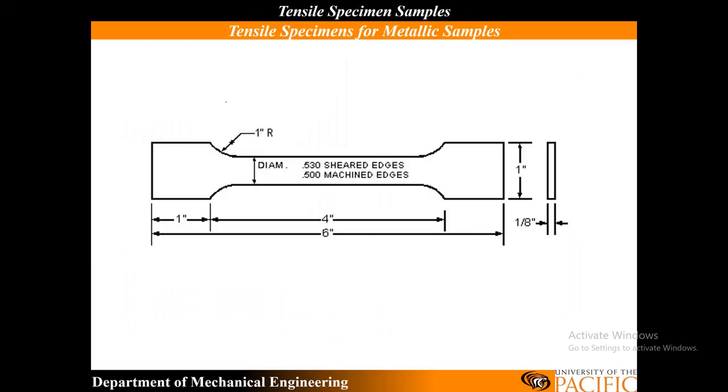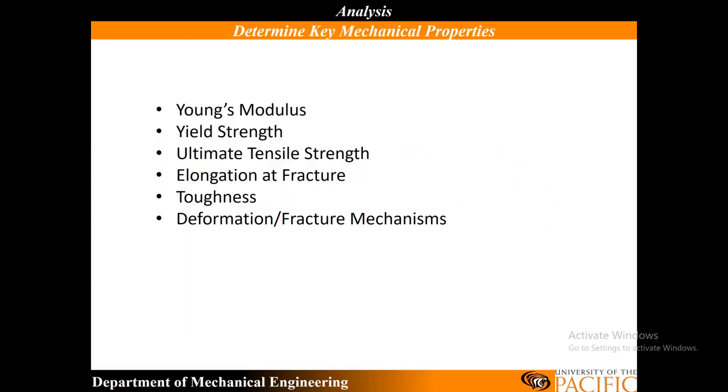These are the dimensions of our sample, so you could calculate the volume from this. You could make an overestimate, or if you want to do the geometry you can, but we could just assume it's 6 inches by 1/8 inch, and then it's 1 inch here. So we can calculate the volume. Why do we need the volume? Because we need to eventually calculate the toughness. And we also measure this gauge length. This is our gauge length. It's 4 inches.